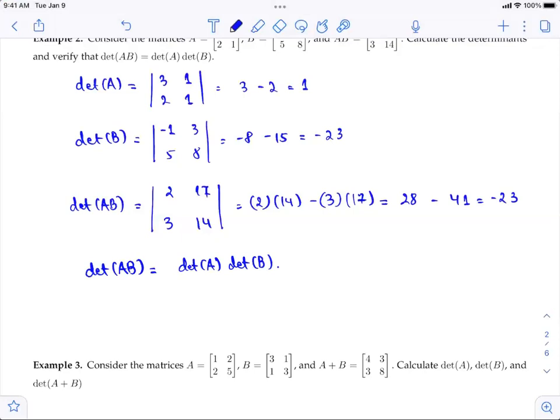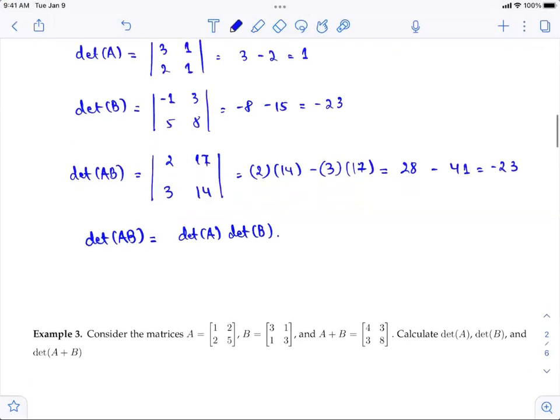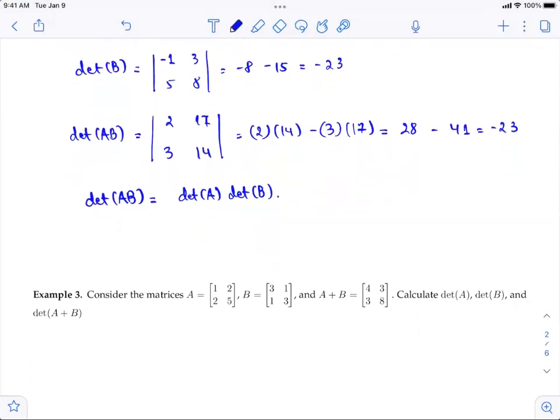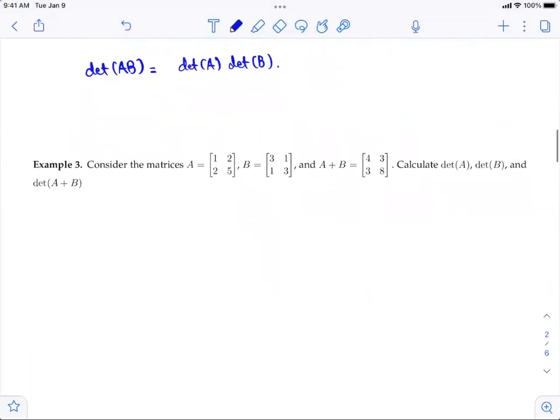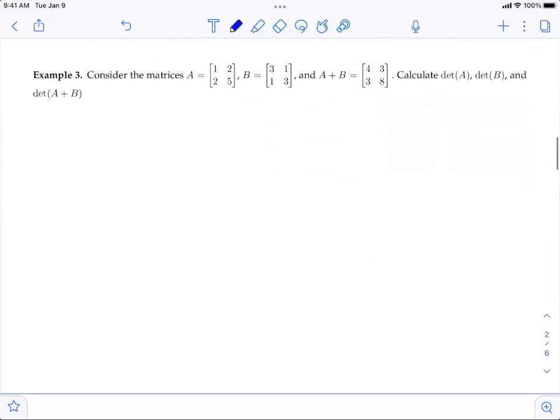So we can say that the determinant of a product is the product of determinants. However, you cannot say that for the case of the sum of two matrices. So let's do the calculations to verify that the determinant of A plus B is not equal to the determinant of A plus the determinant of B.